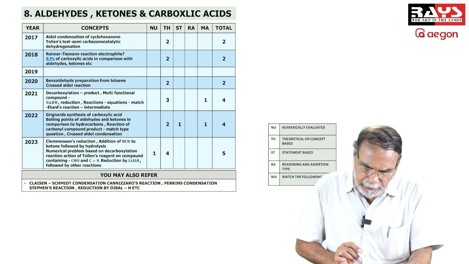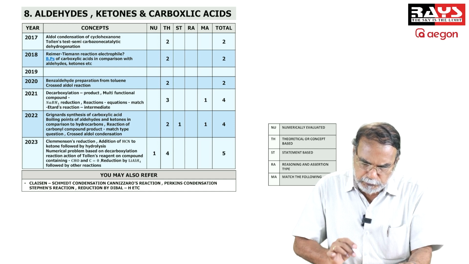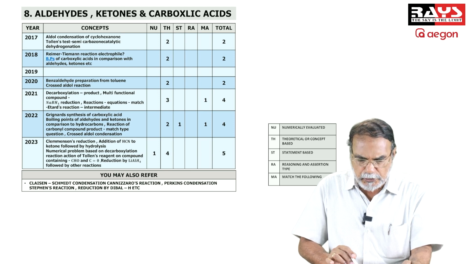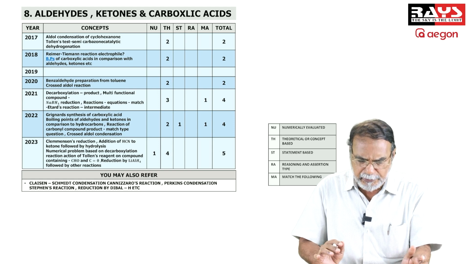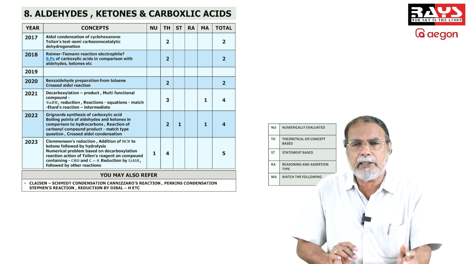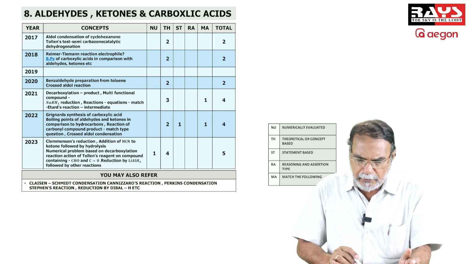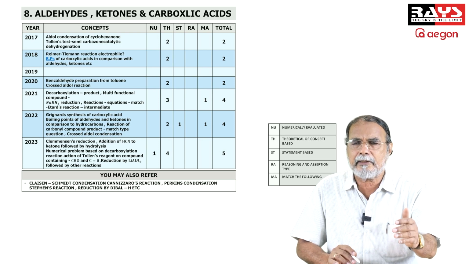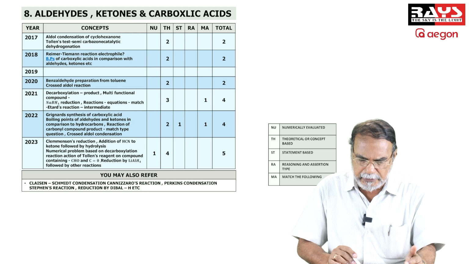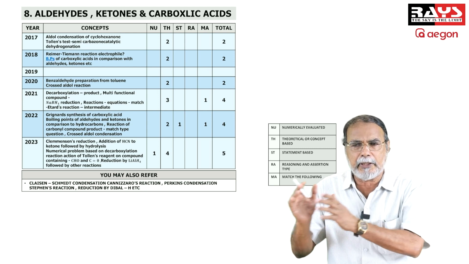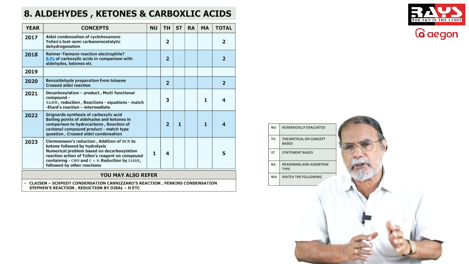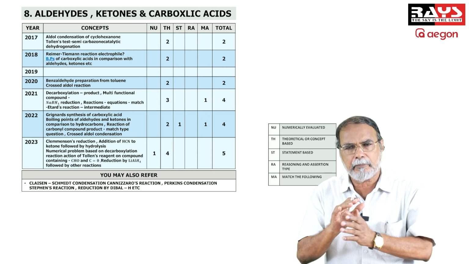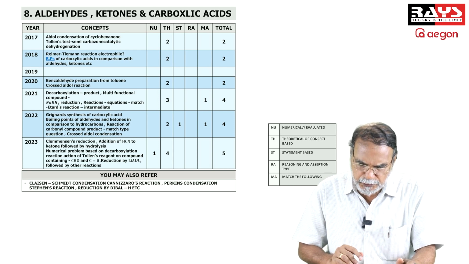And in 2022, there was the question on the synthesis of carboxylic acid by using Grignard reagent. It's a very standard question. And then again, why are the boiling points of aldehydes and ketones slightly higher than those of hydrocarbons? So what is the reason for that? And there was a reaction of carbonyl compounds question, again matching products: carbonyl compounds are given in column 1, products were given in column 2. How to match? That was the type of question asked.